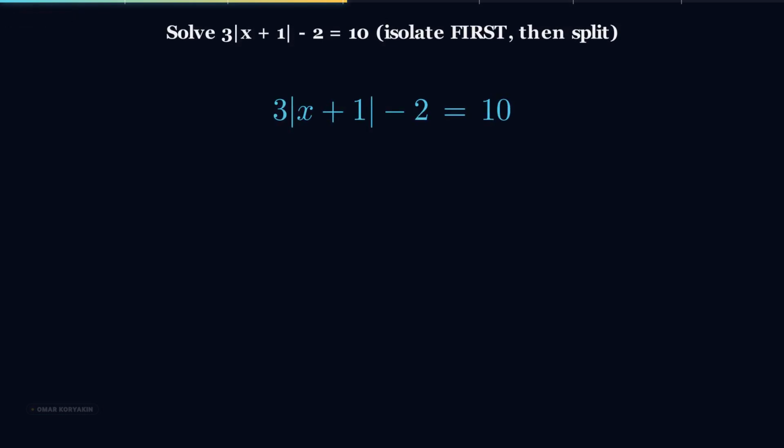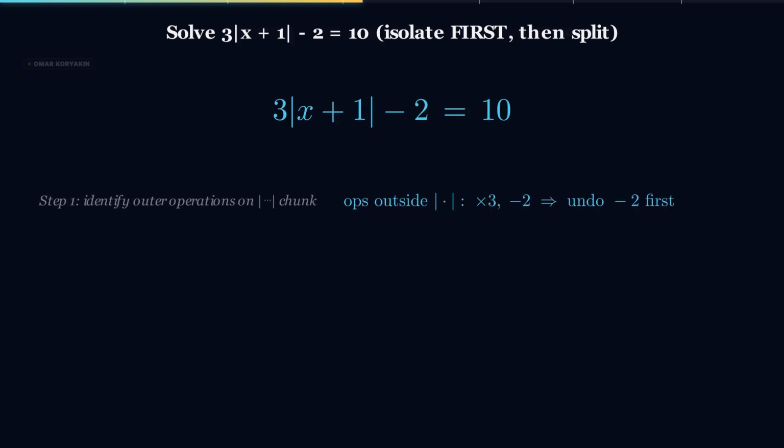Solve the absolute value equation 3 times the absolute value of x plus 1, minus 2, equals 10. The absolute value is not isolated yet because the chunk is being multiplied by 3 on the outside and then 2 is being subtracted on top. The first task is to isolate the absolute value before any case split can run.